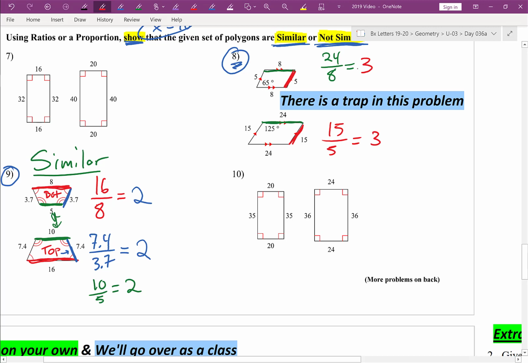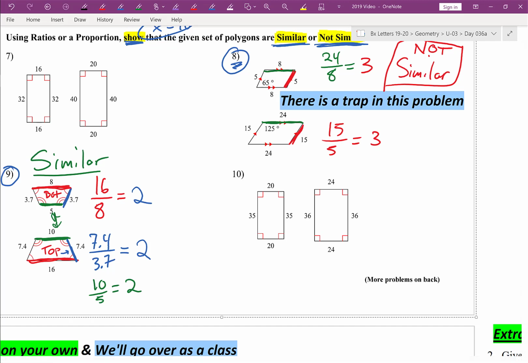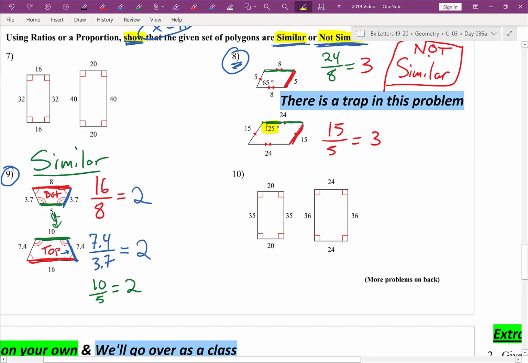And you'd be led to believe, like, oh, the sides are growing in proportion. They have the same ratio. So therefore the shapes are similar, right? That's what we would think. But if you remember the definition of similar, it is same shape and a proportional size. And the shape is controlled by angles. And that's what makes this problem unfair.